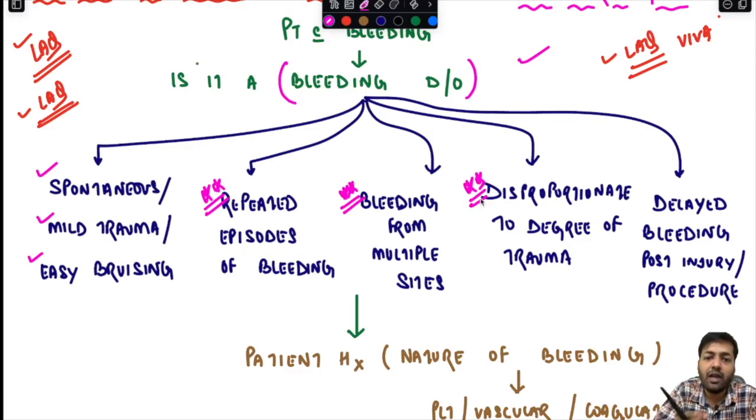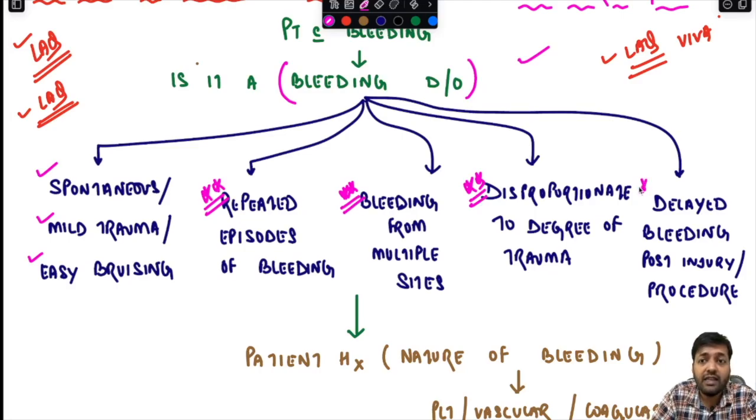So for example, you have a small cut; in usual individuals in 4 or 5 minutes the bleeding will stop. But for example, the bleeding goes on for a very small minor cut. So the bleeding is disproportionate to the degree of trauma.